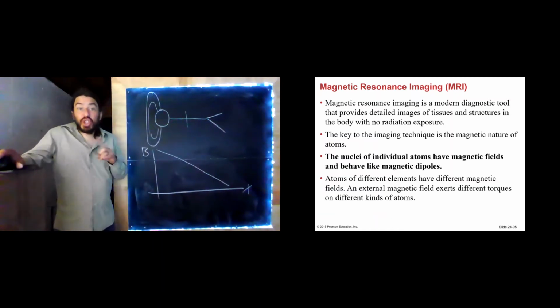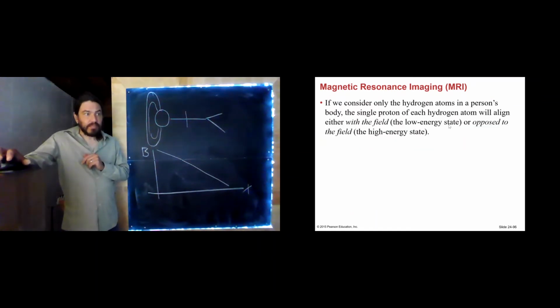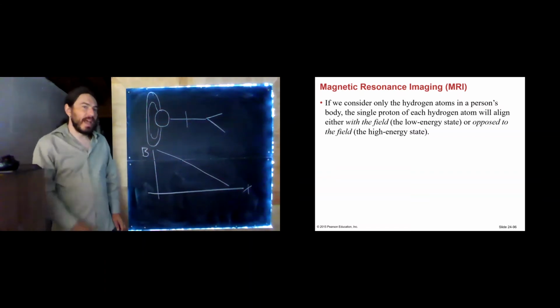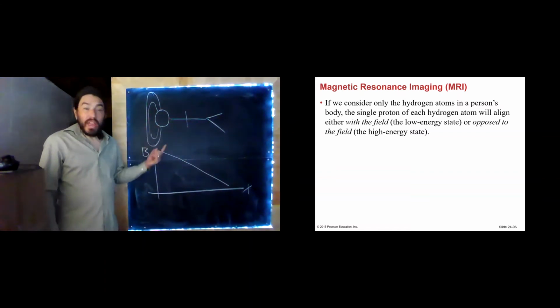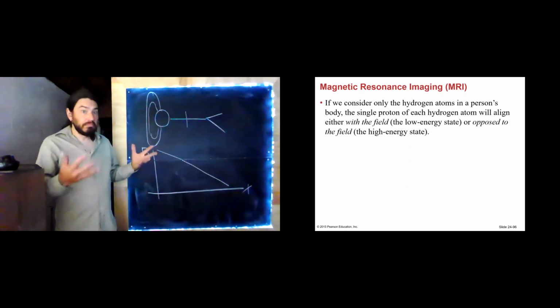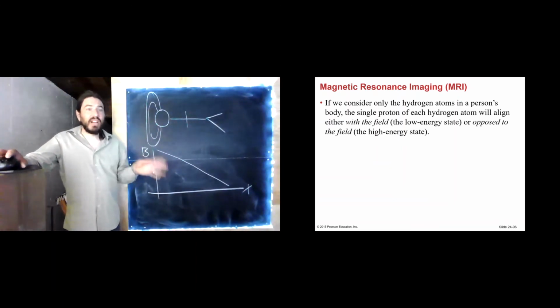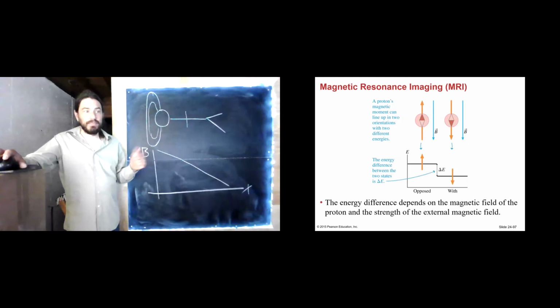Now, we're going to choose to interact with just the protons in hydrogen nuclei, as I have stated. And so each one of these hydrogen atoms can either have its magnetic field with the direction of the external magnetic field or opposed to the direction of the magnetic field. And it turns out that those two states have very different energies.